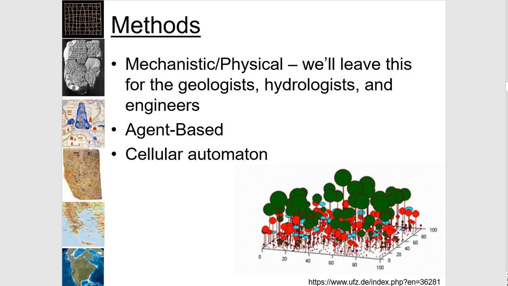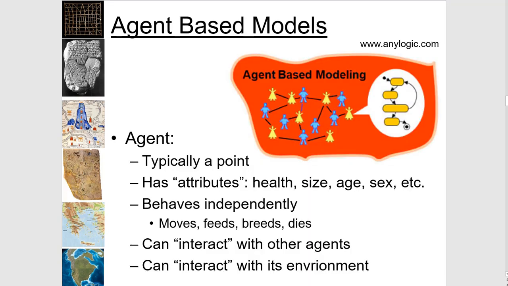Okay, so the methods for this, there's lots, and within the physical sciences and engineering, the mechanistic and physical methods that they have available, we'll leave those to them. And they're out there. You may use them at some point, but really where we're going to focus on is agent-based and cellular automatons. So these are two different approaches.